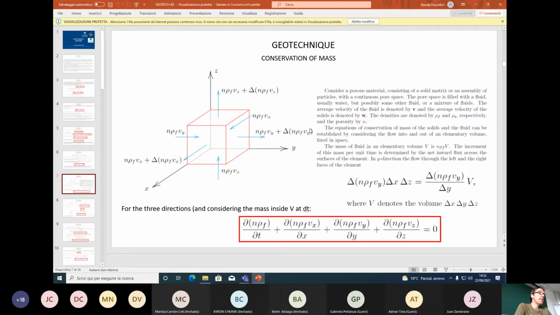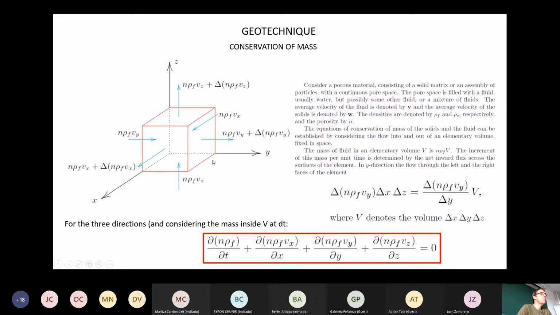Instead, the other important thing that I was telling here is the conservation of mass. Conservation of mass is a principle that is basic to every mechanics and physics problem. And here we have a three-dimensional element of our soil, and we have to consider the velocity of the fluid. If we consider all three directions, along Z, Y, and X, we can see that the mass that enters from this face has to leave this face, plus the difference, that is this delta n, the porosity, times, of course, the density of the fluid, times the velocity along the Z axis.